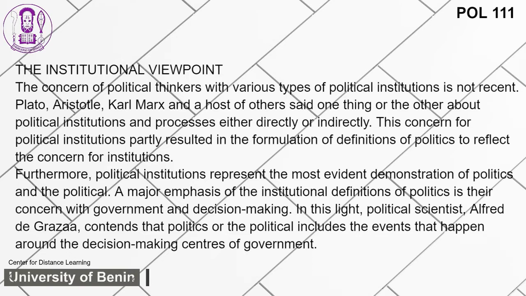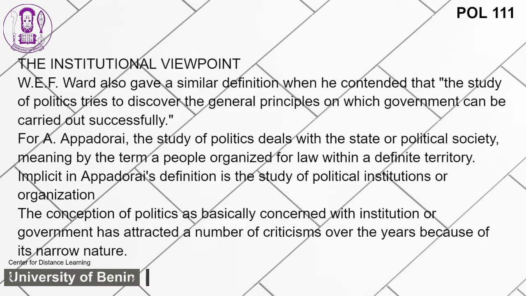the concern for institutions. Furthermore, political institutions represent the most evident demonstration of politics and the political. A major emphasis of the institutional definitions of politics is their concern with government and decision-making. In this light, political scientist Alfred de Grazia contends that politics or political includes the events that happen around the decision-making centers of government.